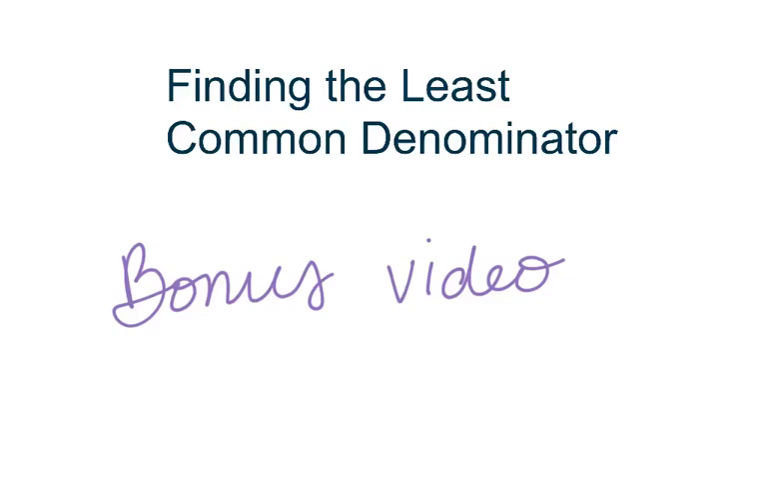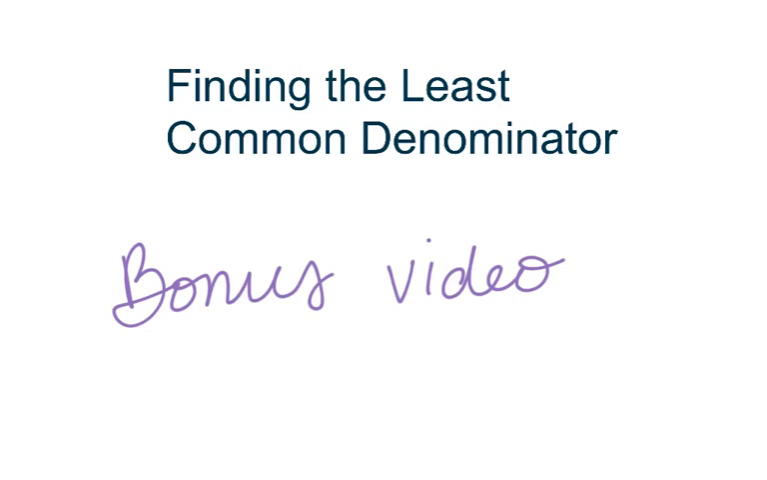Alright, this video is a bonus video. It doesn't go specifically alongside a worksheet or a lesson, but it's kind of a continuation of what we did in our last video, which was how to add and subtract mixed numbers and fractions with unlike denominators. I showed you how to find the common denominator in the last video by multiplying the two denominators together to get a multiple for your new denominator.